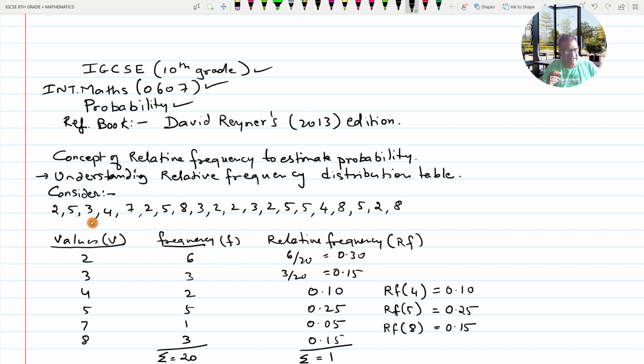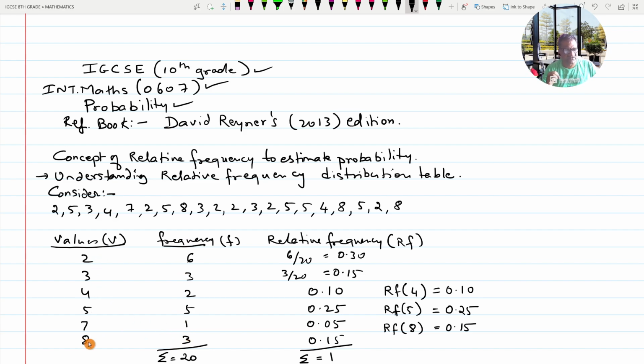Similarly, 3, if I count, 1, 2, and then 3. Any more 3s I can see? No. So 3 is repeated 3 times, so the frequency of 3 is 3. In the same way, the frequency of 4 is 2, the frequency of 5 is 5, the frequency of 7 is 1, and the frequency of 8 is 3. So this is the frequency column that I have made.